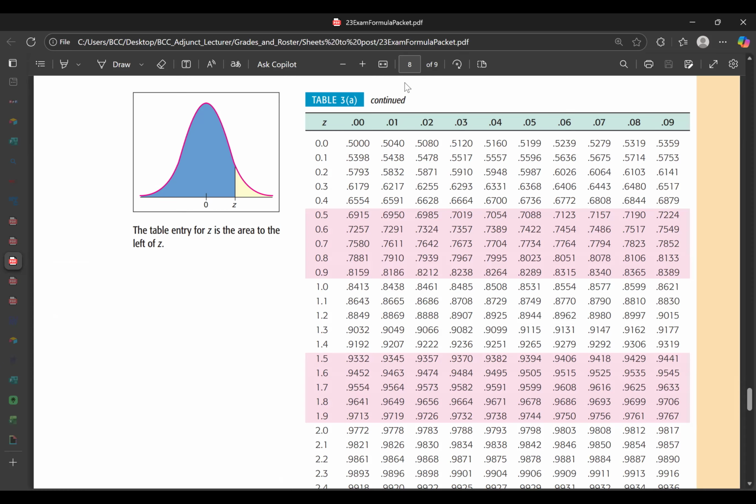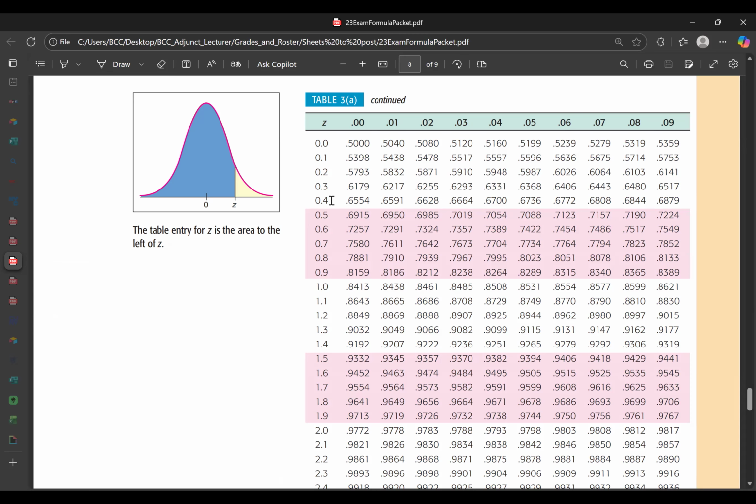And just remember that the table we have here, looking at where that picture is, gives me areas to the left, when it's less than. The table doesn't give me greater than. But we're going to talk about that today.